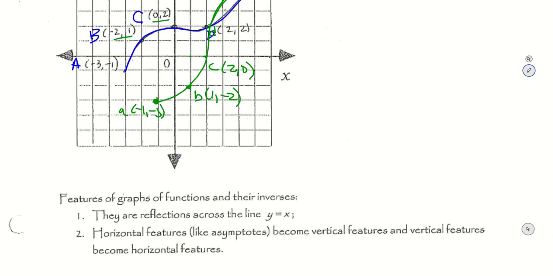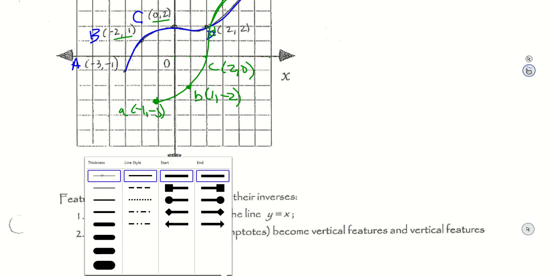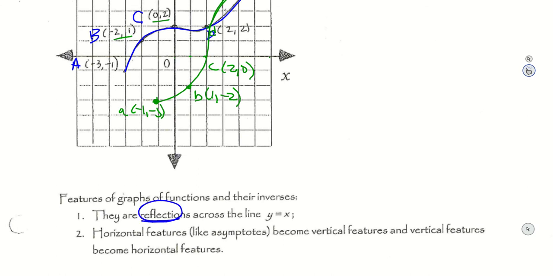Okay, here are the features of the graph of functions and their inverses. One is that functions and inverses will always graph as reflections across the line y equals x. So I'm going to graph the line y equals x. So that line is going to go right like that. And you can see that my blue and green graphs are mirror images across that line.